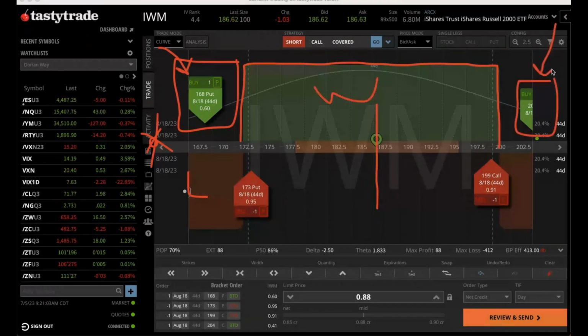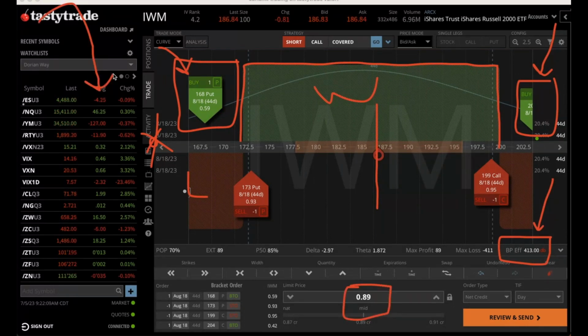So the most you can lose, in this example, we did a 5-point wide on both sides, is if it goes down too much or if it goes up way too much: 413. That's the buying power that you put into the escrow account. You cannot lose more than that, and you cannot win more than what you receive.